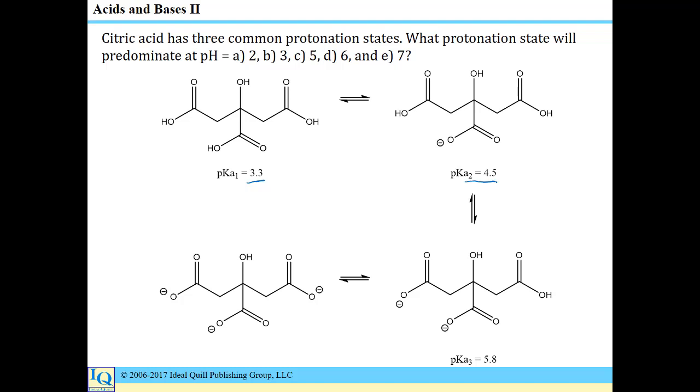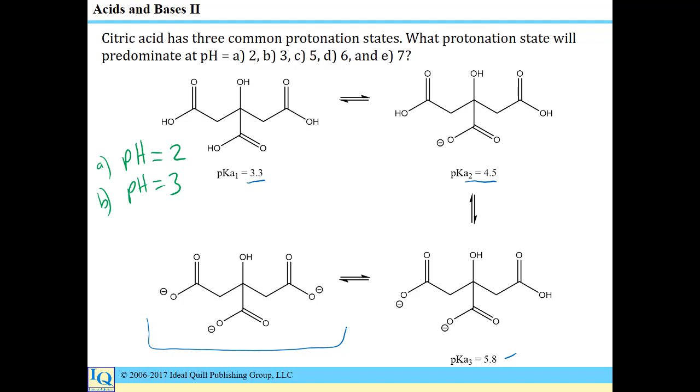The second species has a pKa of 4.5. The pKa 2 indicates the pH you must reach for citric acid to lose 2 protons. So a pH above 4.5 indicates a pH at which most of the compound will have at least 2 protons removed. And if you reach the pH of 5.8, corresponding to the pKa 3, or the pH at which the majority of the species has 3 protons lost, you would get all the way to this species in which 3 protons are lost from the citric acid.